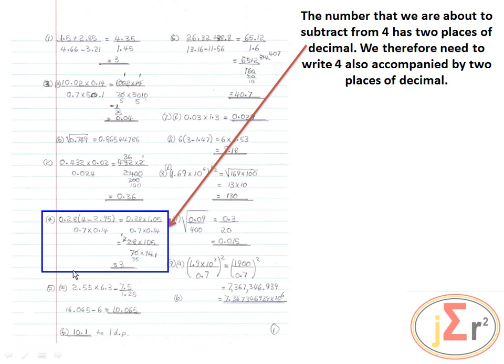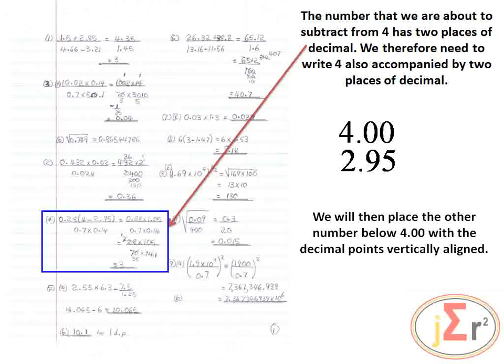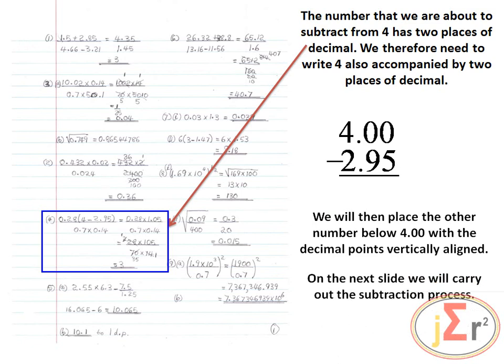We have here 4 minus 2.95. Because we have 2 places of decimal here, we need also to write 4 accompanied by 2 places of decimal. We will then place the other number below 4 with the decimal point vertically aligned as usual. Then we may proceed to subtract. On the next slide, we will carry out the subtraction process.